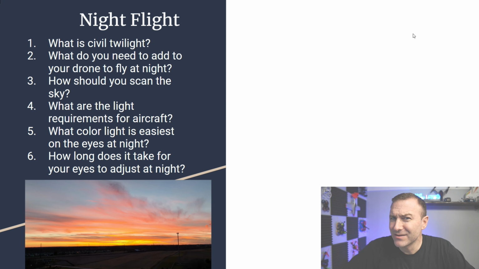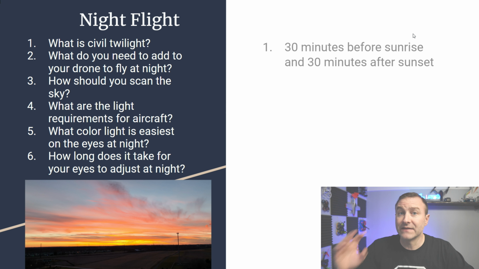Okay, so what about night rules? Can you fly at night? Well, yeah, if you're a 107 pilot, you sure can, but there are certain things you need to know, and one of them is civil twilight. What is the definition of civil twilight? That is something I've seen on the test. It's basically 30 minutes before sunrise, 30 minutes after sunset.